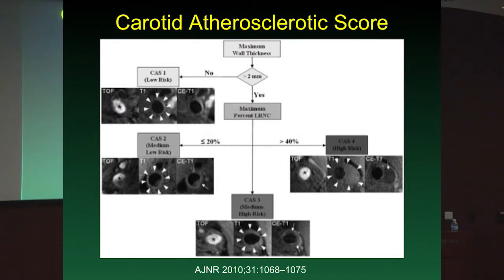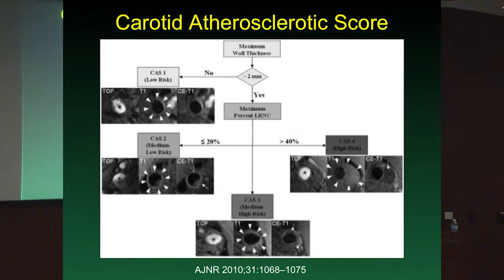We participated in this study called the carotid atherosclerotic score, kind of based on coronary artery calcium scoring, where we take complex ideas and try to simplify it. When you don't have much of a wall, less than 2 millimeters, it's a 1. If your wall is thicker than 2 millimeters, you look for the slice where the necrotic core, that pocket of pus, is the biggest, and the cross-sectional area of the necrotic core compared to the cross-sectional area of the rest of the plaque. When it's less than 20%, it's a CAS2. When it's between 20 and 40, it's a CAS3. And greater than 40, this is what people usually consider large, is a CAS4.